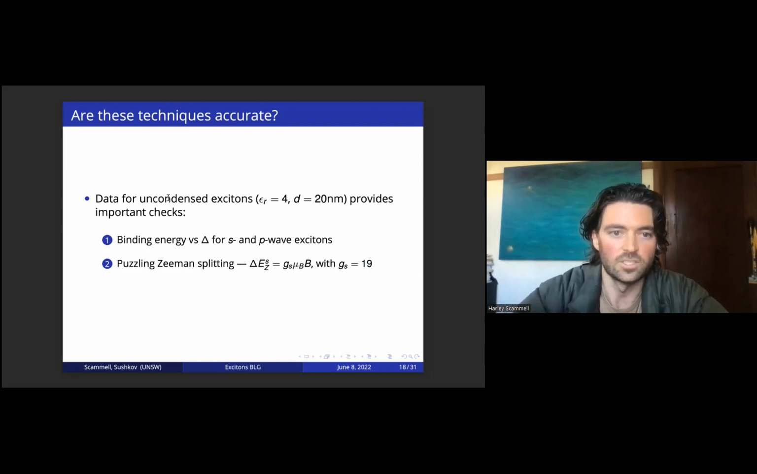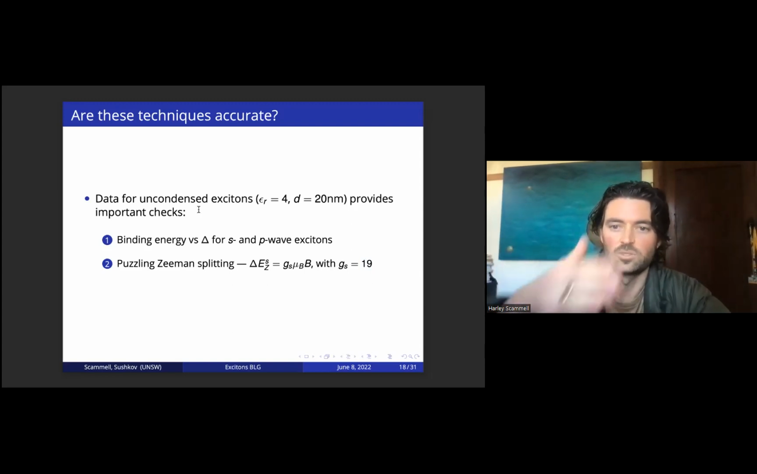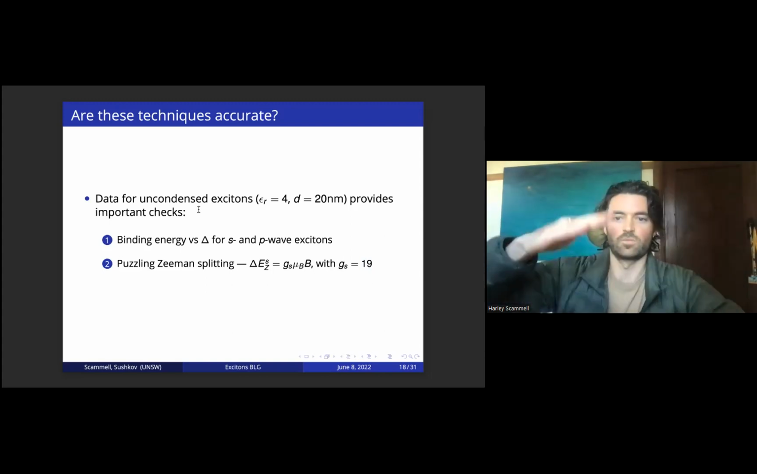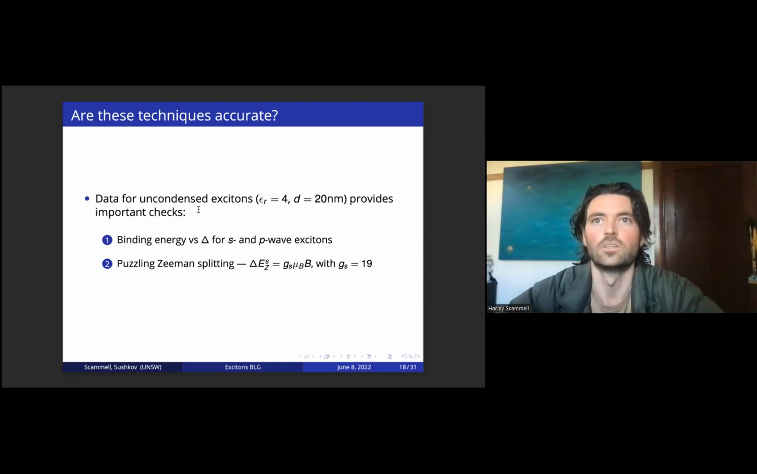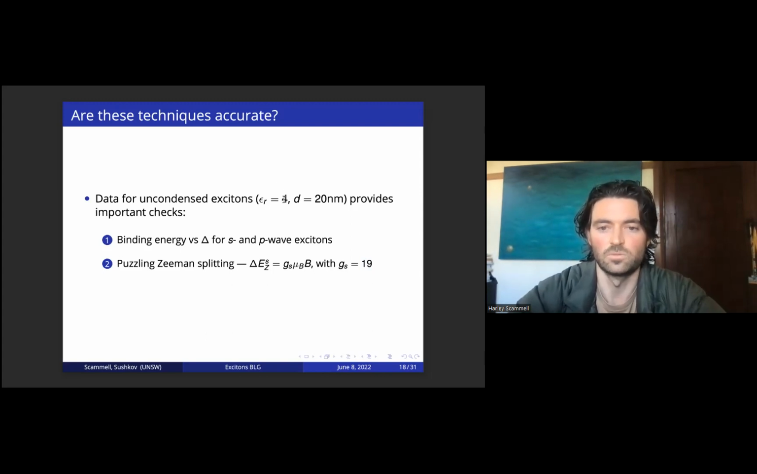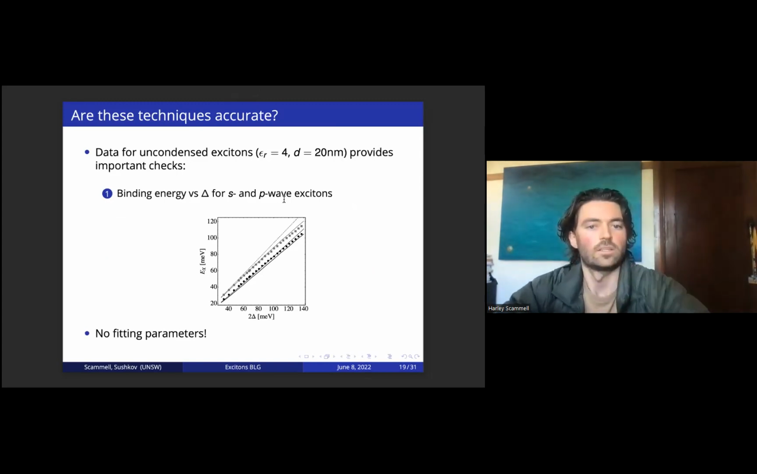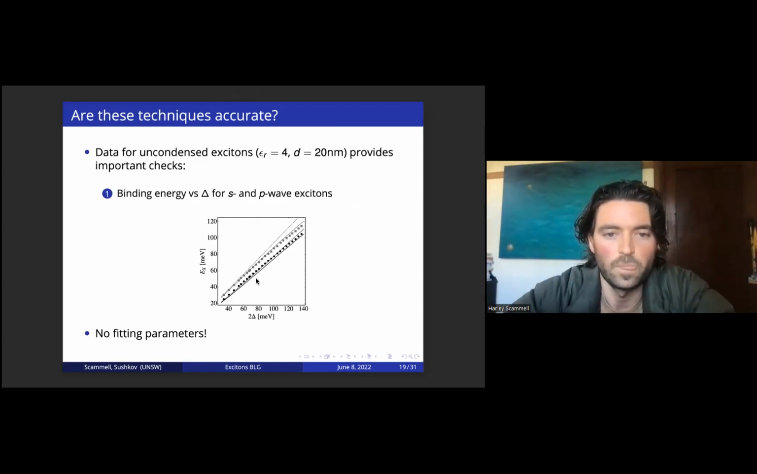Just to confirm, these are certainly uncondensed excitons, because D equals 20 was already under the critical, the minimal distance you can choose for the gates. On top of that, there was epsilon equals 4. So you're certainly not in the condensate phase. So, computing the exciton energy, this is not binding energy, this is exciton total energy. The experiment is the points: the black circles are for the S-wave exciton, and the gray squares are for the P-wave exciton.